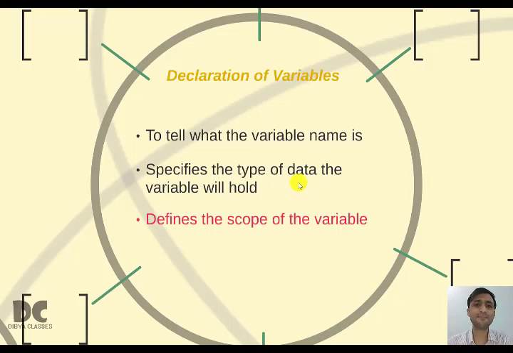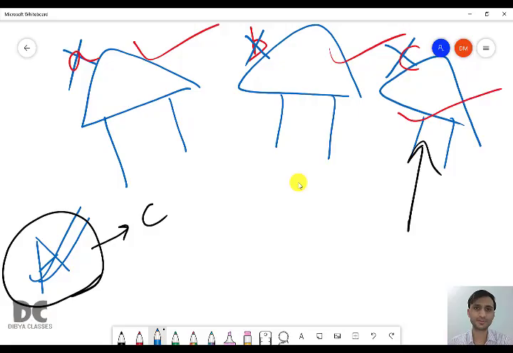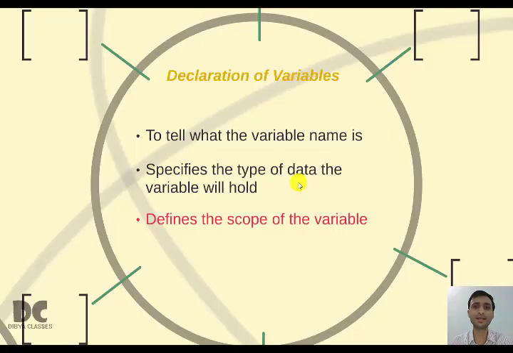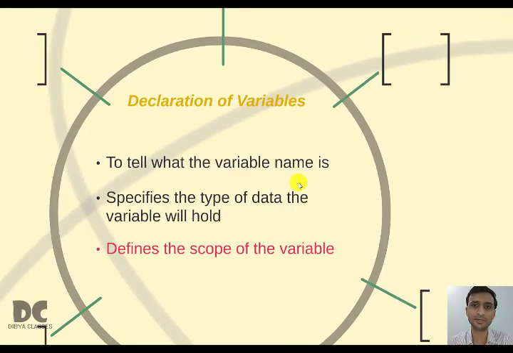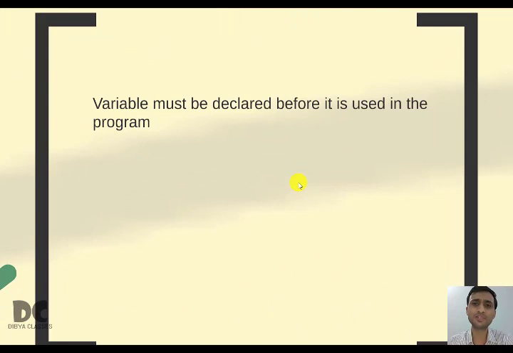And it specifies the type of data the variable holds. Actually, while creating a variable, we also give the data type. The data type tells about the size and type of value a variable can hold. Now we'll come to the syntax. Before that, there are 2 important points to remember. A variable must be declared before it is used in the program. It is the most important thing. It is a simple concept.